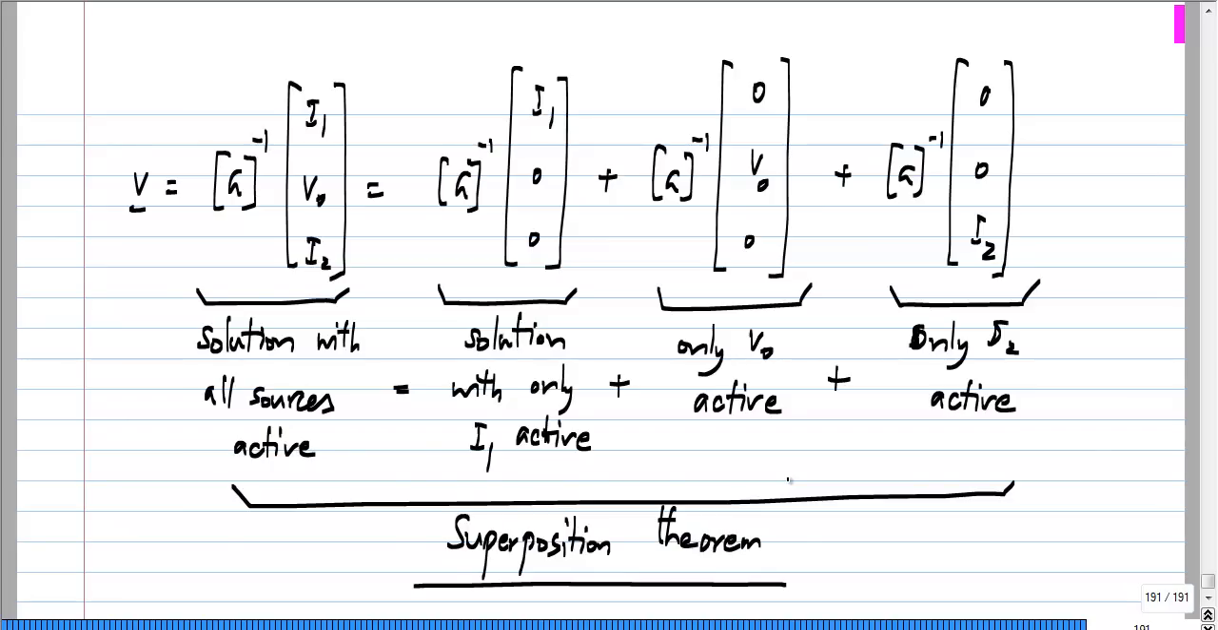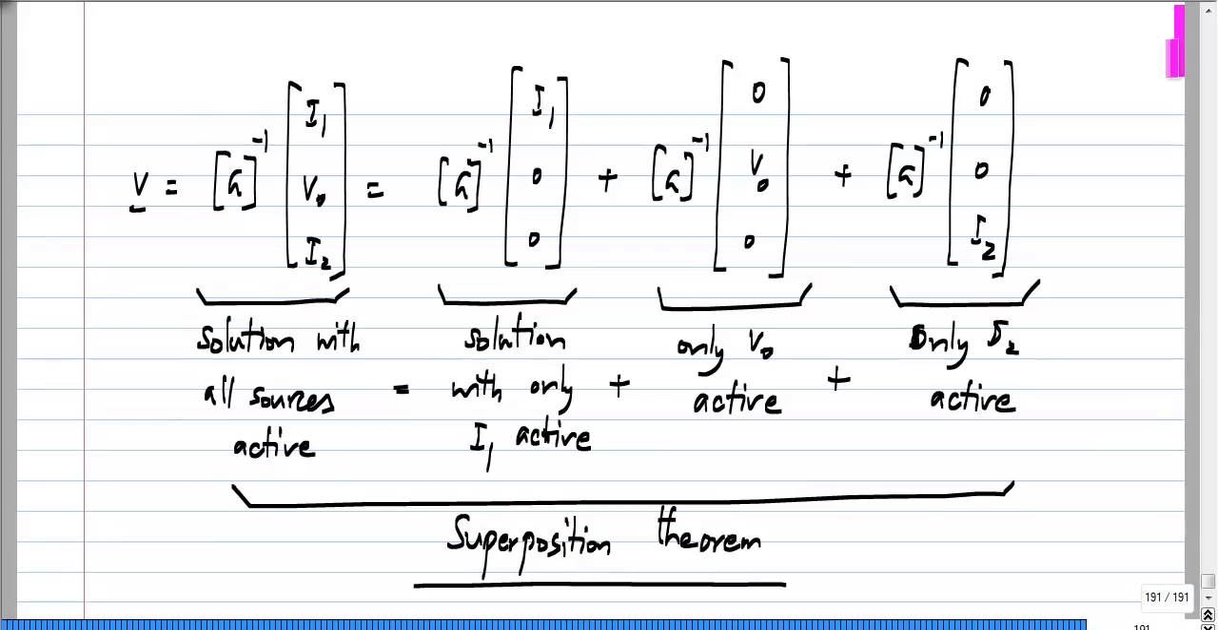It is useful because sometimes it simplifies analysis. Instead of analyzing the circuit with all three sources acting together, you can analyze it with one source acting at a time and add up the solutions. Now, I illustrated it with a particular circuit which had three sources. That is just for example.